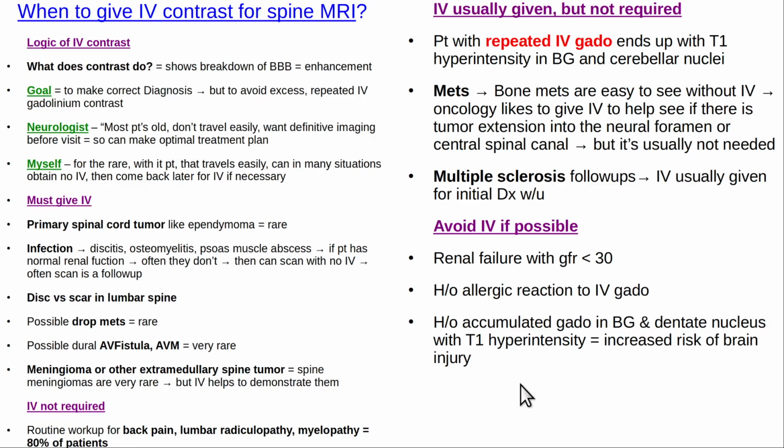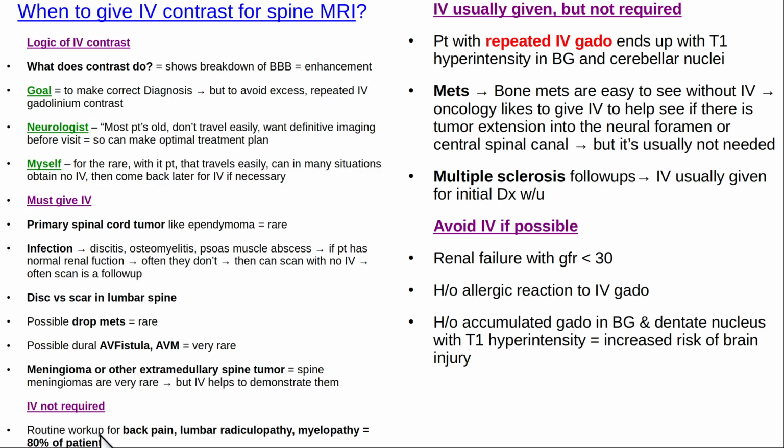If they've already got a history of having accumulated gadolinium MRI contrast in their brain and their basal ganglia, deep nuclei, or their cerebellar nuclei like the dentate nucleus with the characteristic T1 hyperintense appearance, then I would also try to not give it to them if I could at all avoid it. And like I said, most of the time it's just back pain and we don't need to give it.